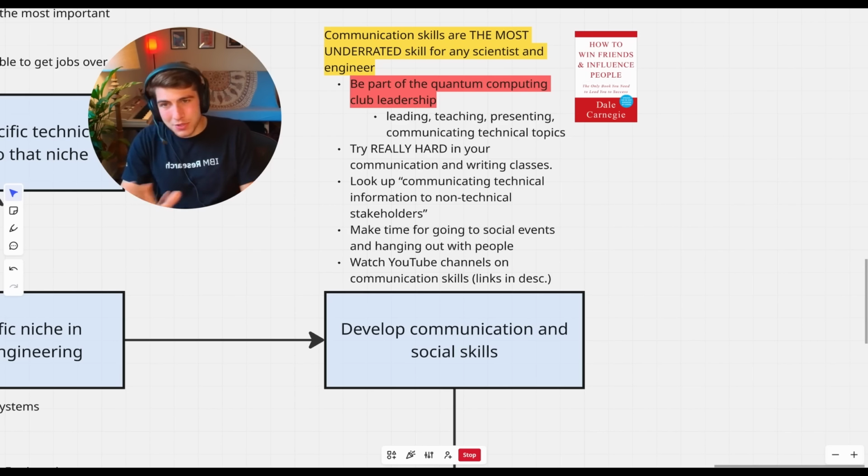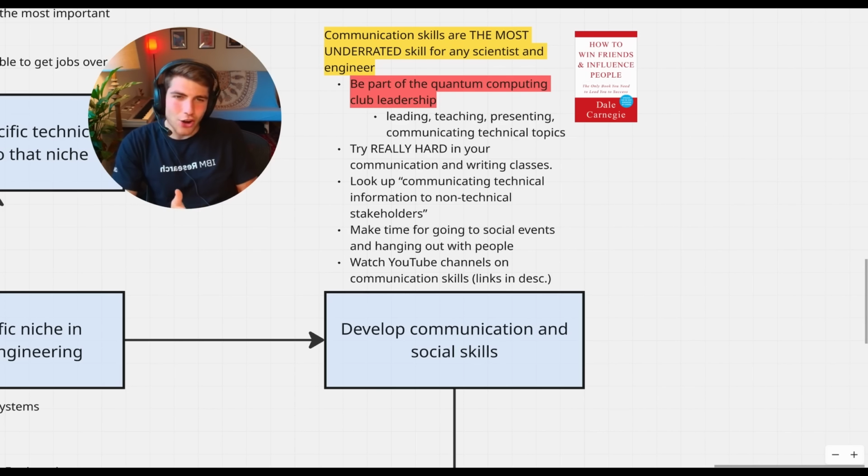do what most engineers don't do, which is try really hard in the communication and writing classes. At my school, there was a technical communication class, and everyone totally blew it off. They're like, this class is so stupid. I just want to focus on my engineering classes. No, don't be that person. Be the person that literally gets 100%. And that's what I did. I literally tried super hard in my communication class and got a 100%. And honestly, that class was one of the most useful, beyond any of the technical classes, one of the most useful classes I ever took.